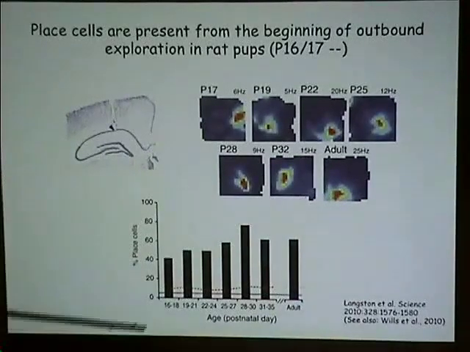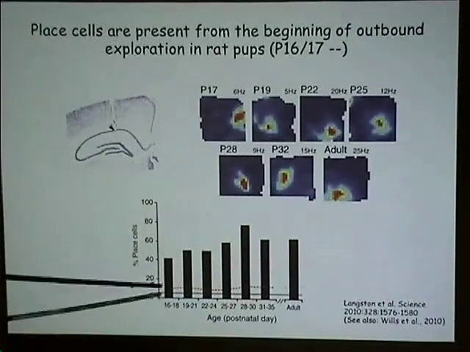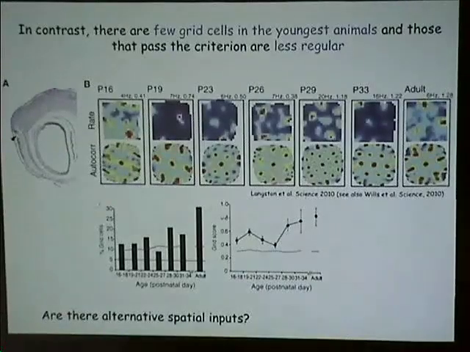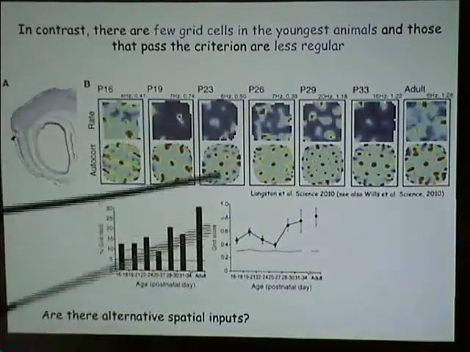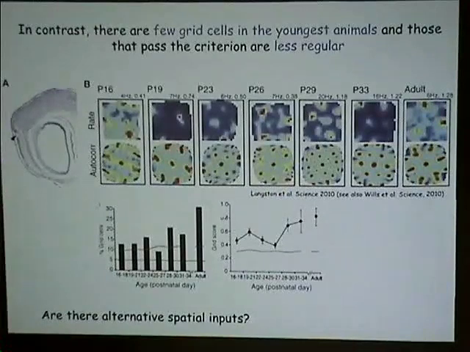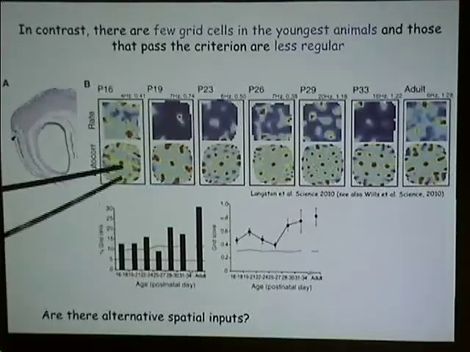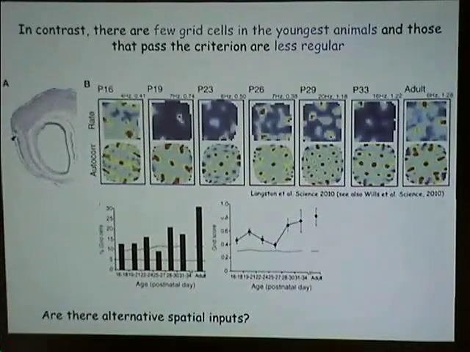And if you use quantitative criteria to count place cells, it doesn't really increase a lot with age. So they are there from the beginning. And this is in contrast to the grid cells, which mature much later. In our hands, they don't really appear adult-like until you're around 4 weeks of age. In London, it was slightly before, but the exact timing isn't really important. What matters is that in the beginning, there are much fewer grid cells, and those that pass the criteria don't look very nice. It's less periodic than in the adult brain.